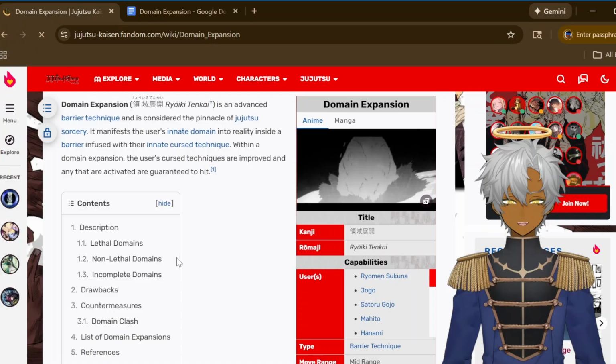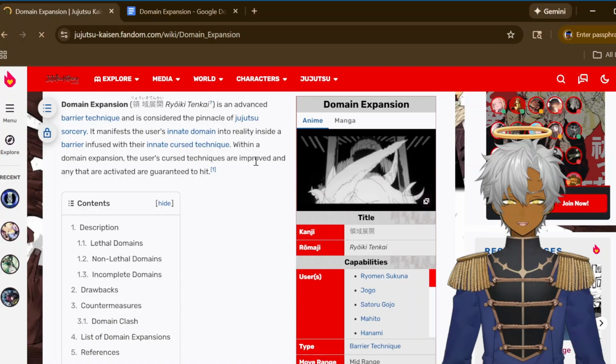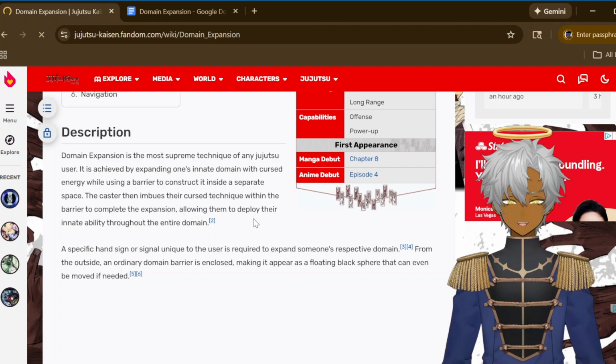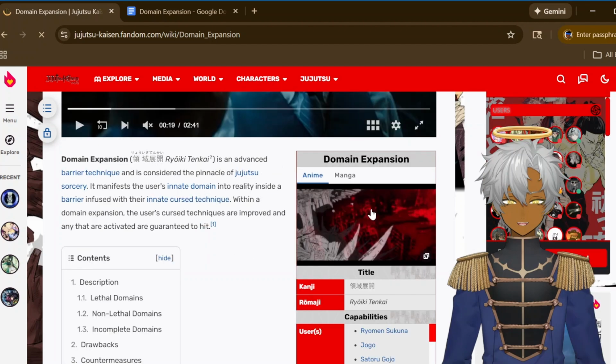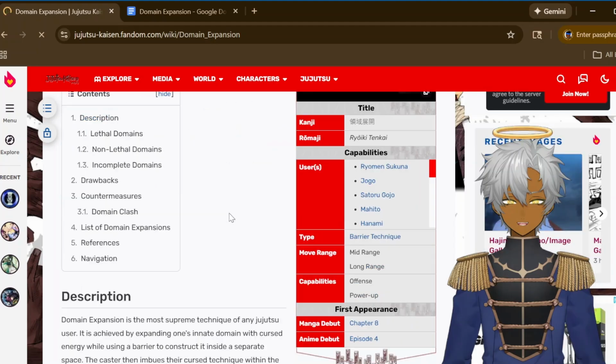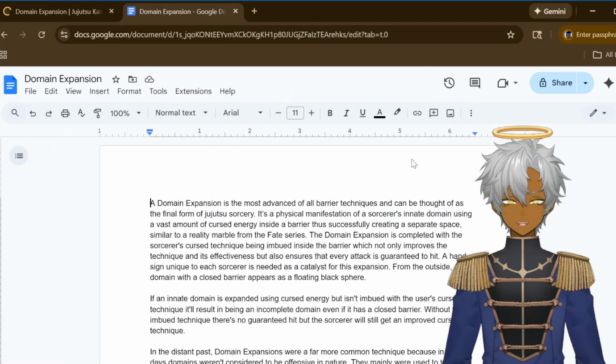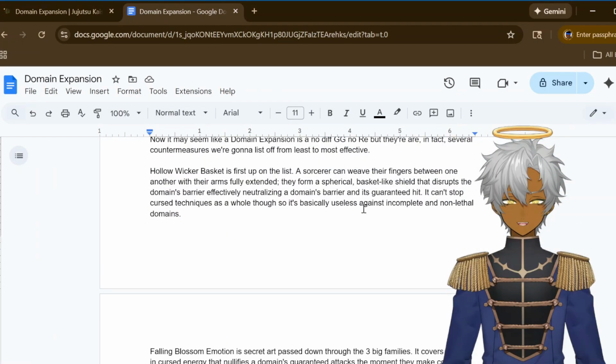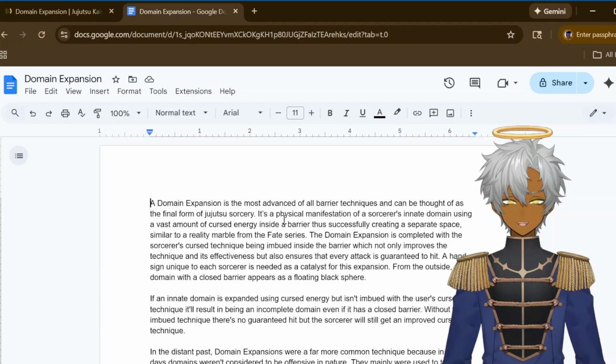So we're going to go over everything regarding domain expansions, and I'm going to have the wiki up here so that we can have some images and GIFs to go along with all of the important stuff. There is a bit to go over. It looks like a lot, but I promise you it's actually not that much information. So we're just going to read through this and go to the wiki for the visuals.